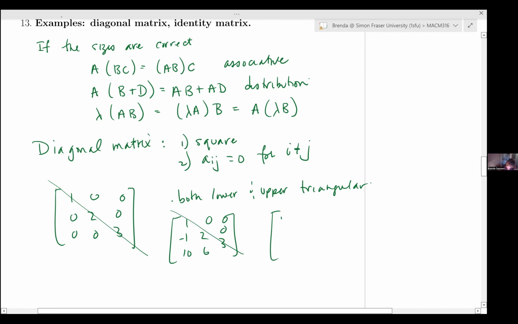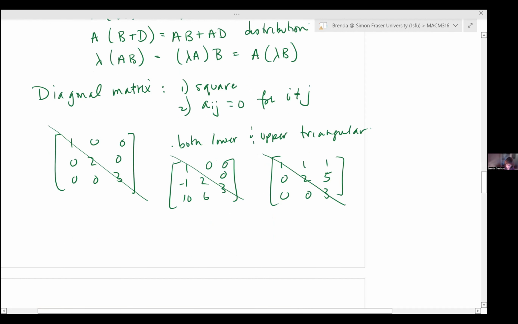And an upper triangular matrix looks like this. Upper triangular looks like that. All the entries below the diagonal are 0. All the entries are in the upper part of the matrix up here. Okay, that is lower triangular, upper triangular, and diagonal.